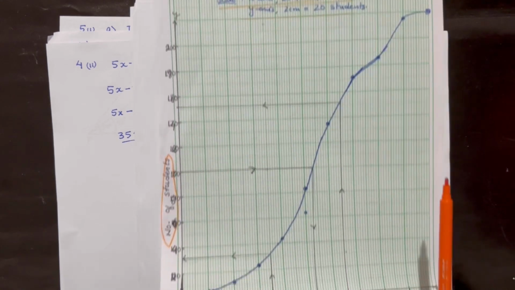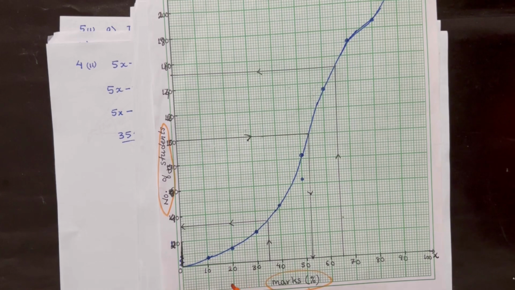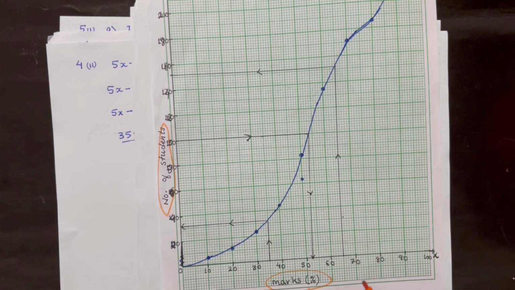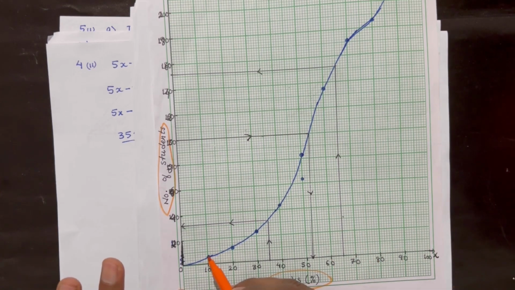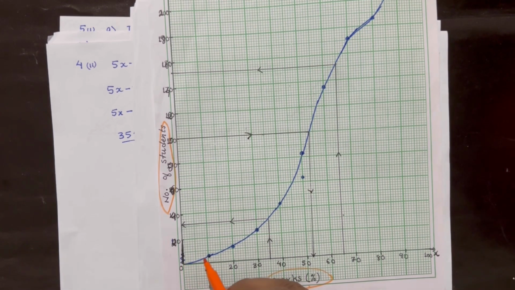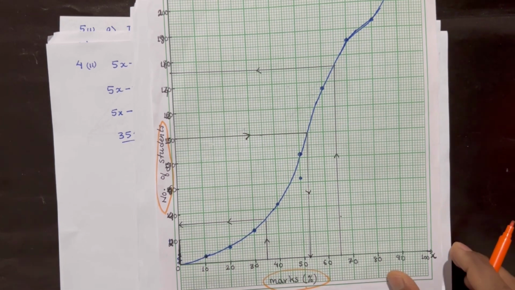Now, after marking all the points, you have to use your free hand to draw this curve to join these points. Okay, you should not use the scale. Now, actually your point started from here, but in the graph you have to start from 0. Okay, always start from 0.